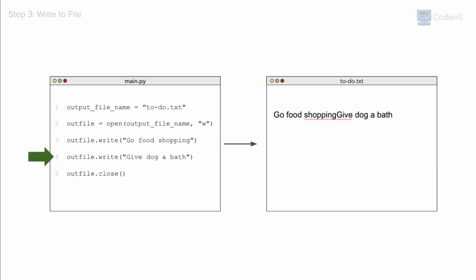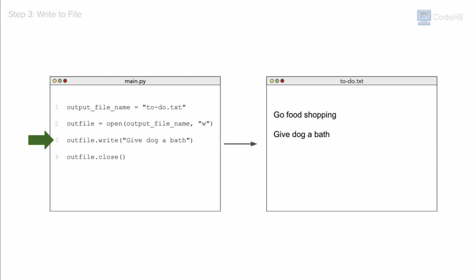If we added another write method with the string give dog a bath, we would see both of these strings written to the file. If we wanted to have them written on different lines, we would need to include a new line character, which would give us the output we want. If we had these strings in the todo.txt file initially, and then altered the program to only call the write method with the string give dog a bath, once we run the program, we will only see the one string now because the contents of the file are being overwritten each time the program is run.